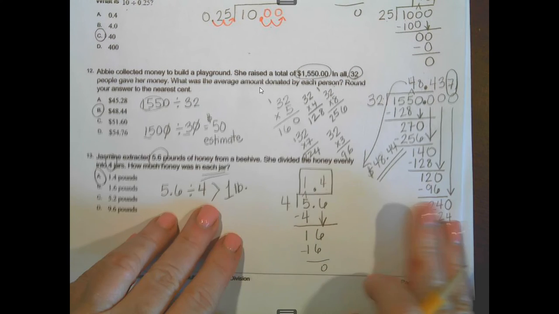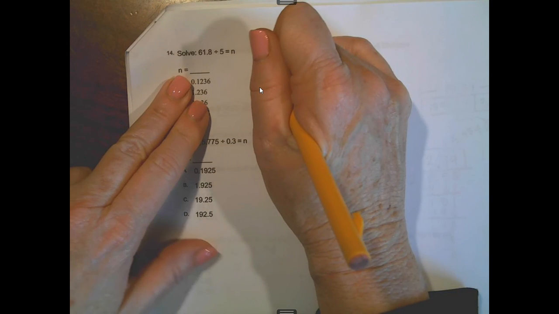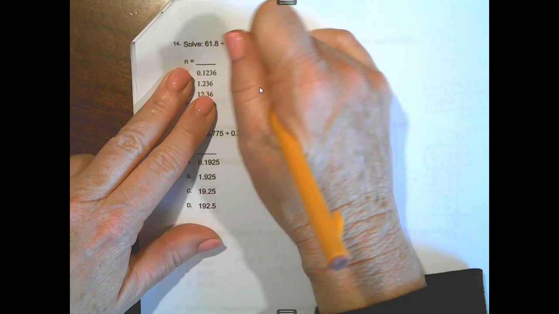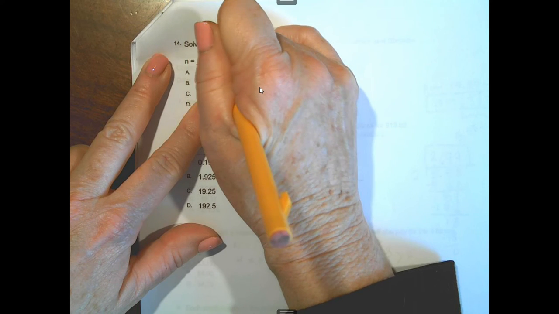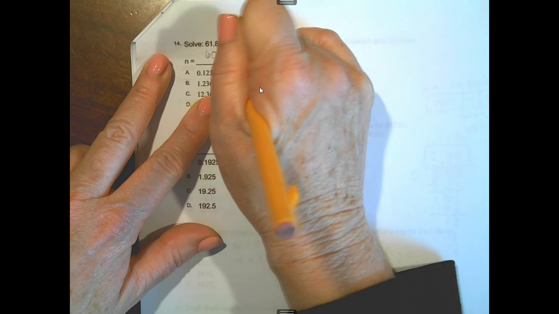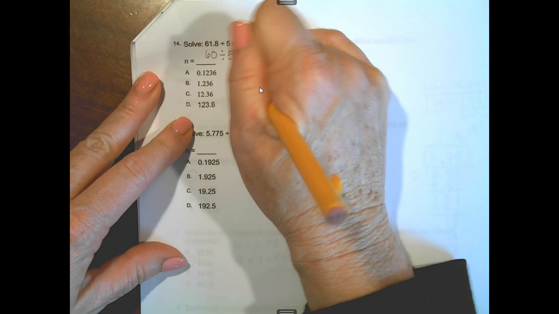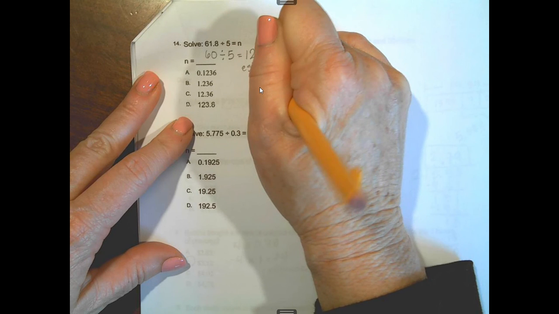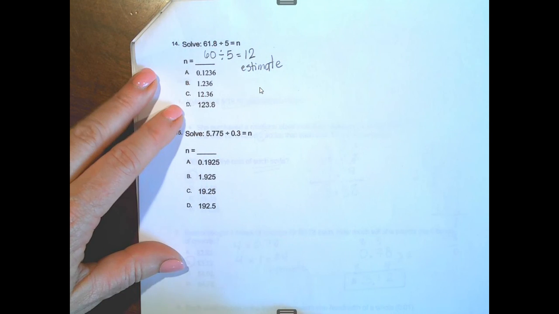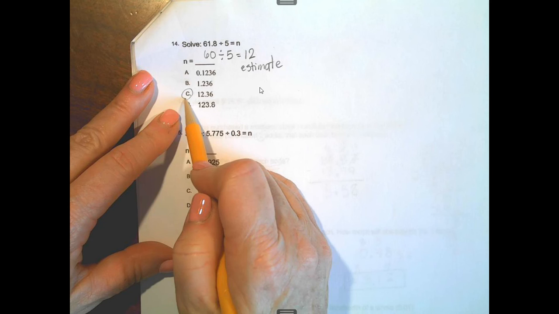All right, let's look at the last 2 problems. Number 14, we are solving. We're dividing 61 8/10 by 5. So I could quickly get an estimate. I could use 60 divided by 5 and get a quick estimate of 12. That is my whole number 12. That tells me that my answer is probably going to be C. All right, let's check it out.